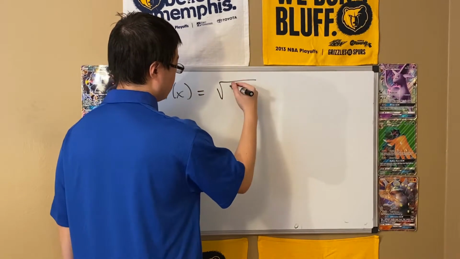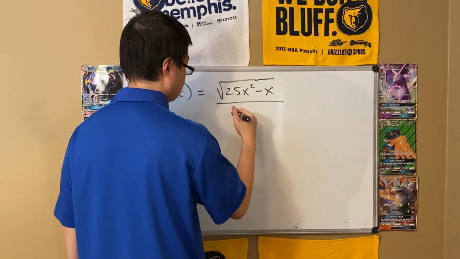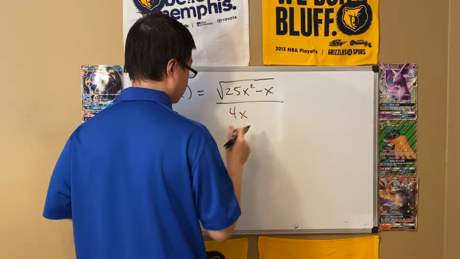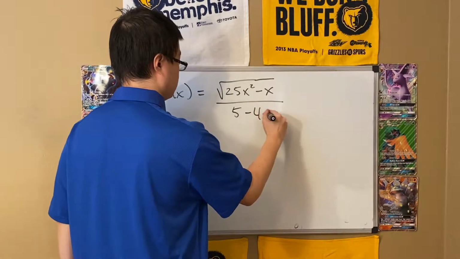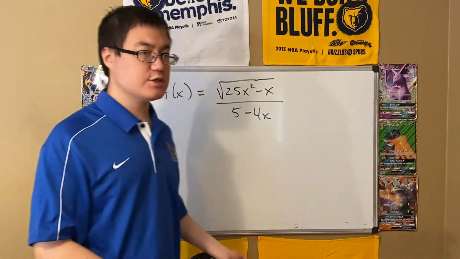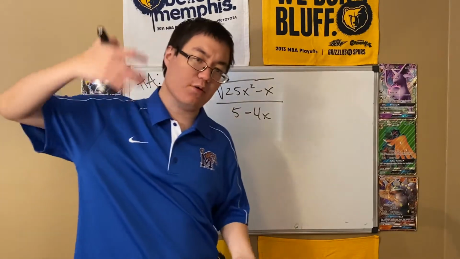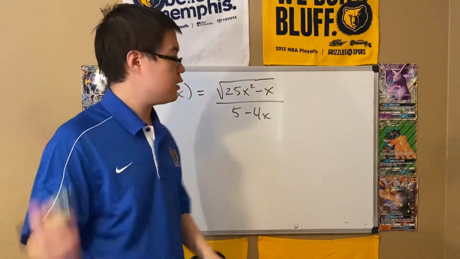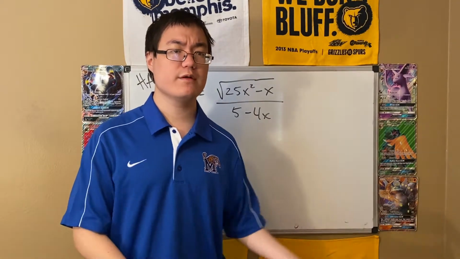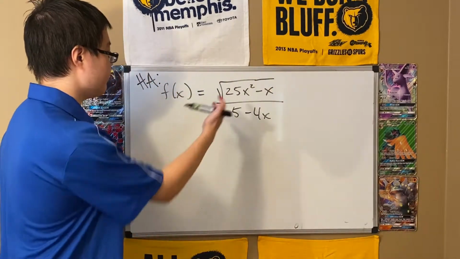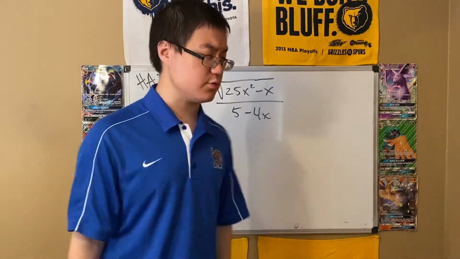Square root of 25x squared minus x over 4x. Let's do 5 minus 4x or something like that. So again, right when I see this question asking to find the horizontal asymptotes of this function, what we're going to do is set up two limits, one to infinity, one to negative infinity of this function. Then we won't have to worry about the words horizontal asymptotes. We'll just find those two limits.